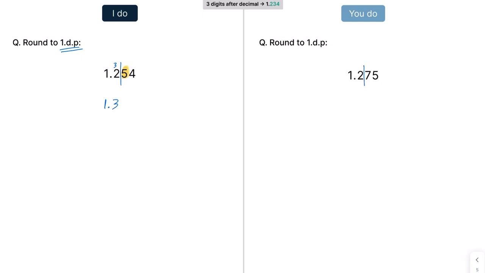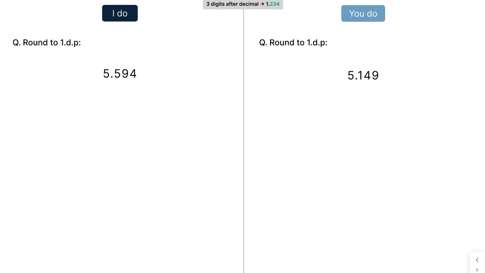Again, hopefully you've had a go at this. Draw your line after the first decimal place. Look at the decider. If the decider is 5, 6, 7, 8, or 9, you round up the number before. So this 2 becomes a 3. So our answer here is 1.3.